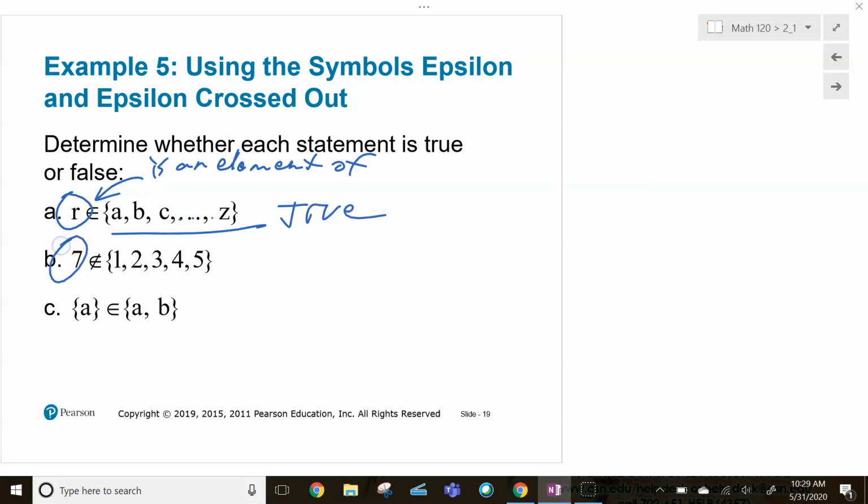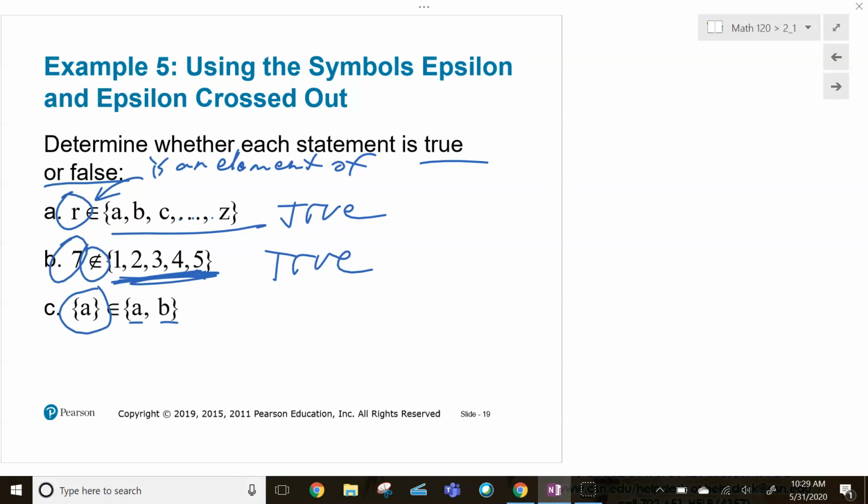Is 7, and again, this is true. 7 is not an element of 1, 2, 3, 4, 5. So the set containing 1, 2, 3, 4, 5. Well, that's true because 7's not in this set, right? So that's a true statement as well. How about this one? The set, now notice how I say this. The set containing the element A is an element of the set containing A and B.